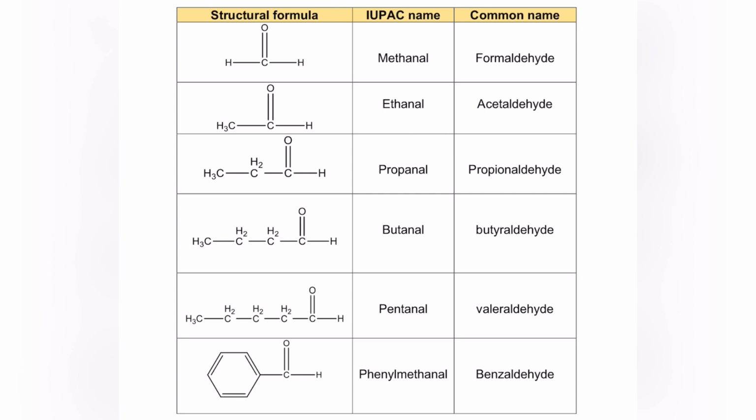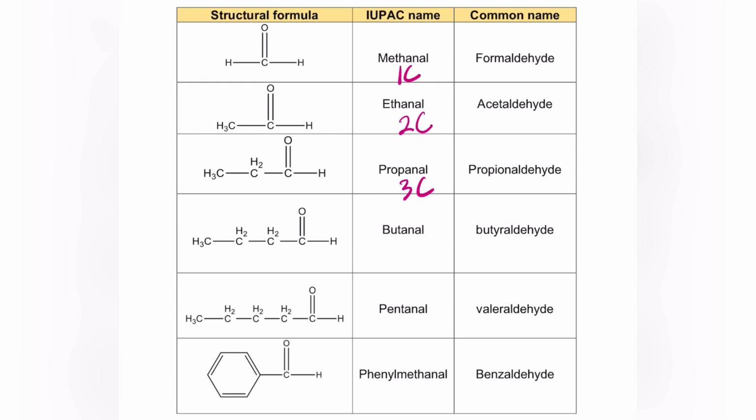For your information, there are several common names that you can use for the aldehyde. Let's say we have 1 carbon for aldehyde, we will call it methanol. This is the IUPAC name, but another common name is also known as formaldehyde. For 2 carbon atoms for aldehyde, we call it ethanol. The common name is acetaldehyde. For propanol, 3 carbon atoms for aldehyde. The other name is propionaldehyde.